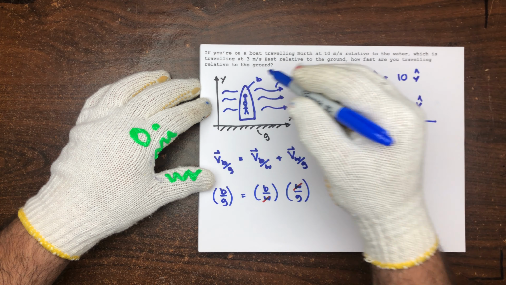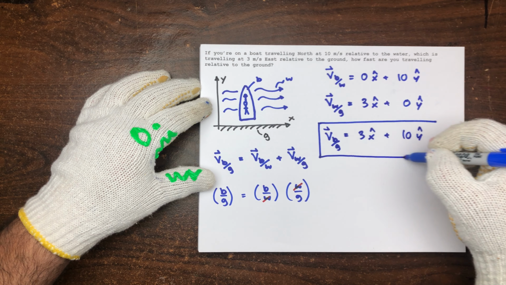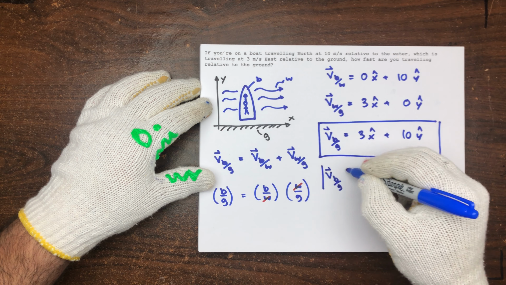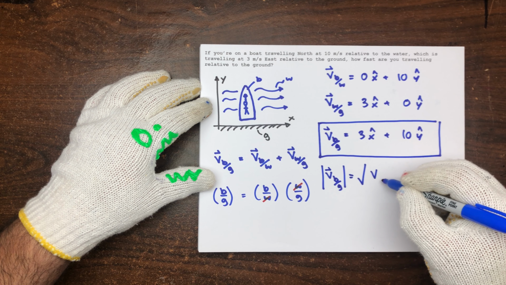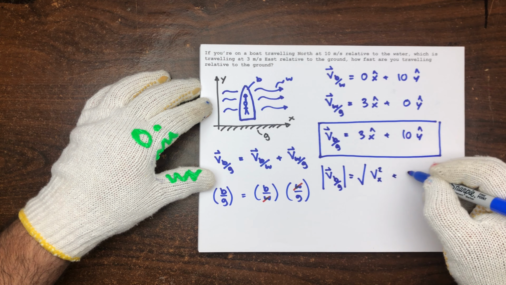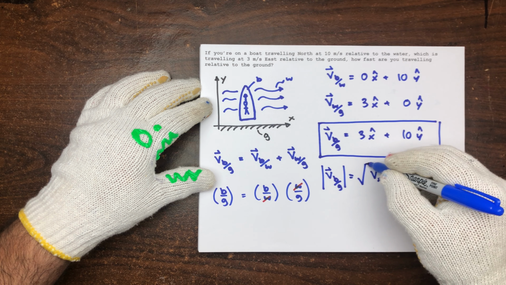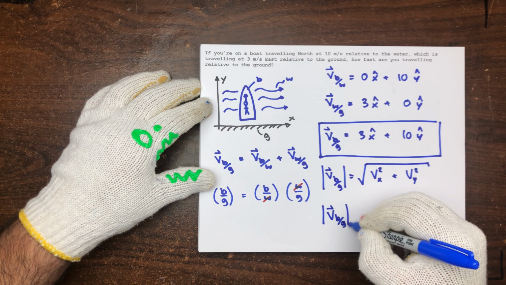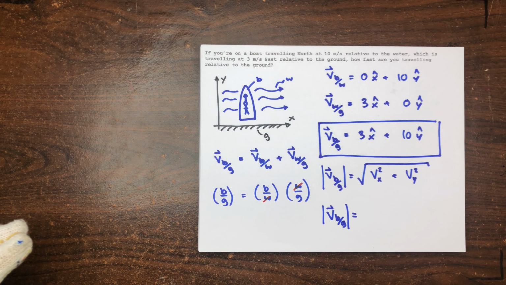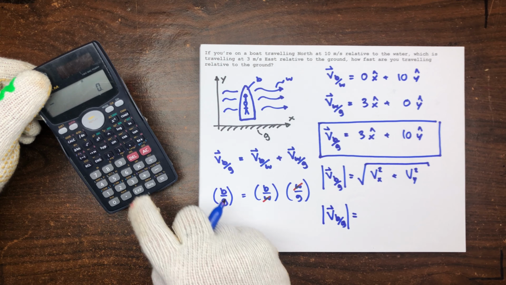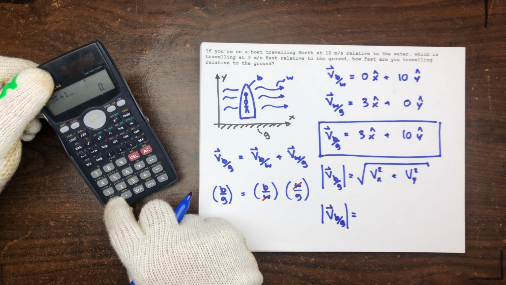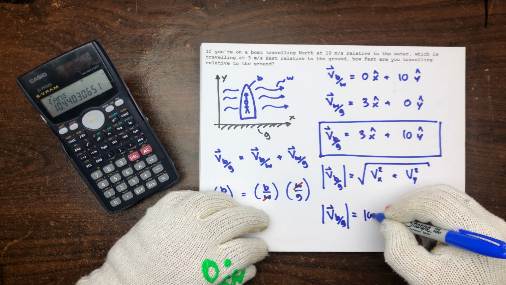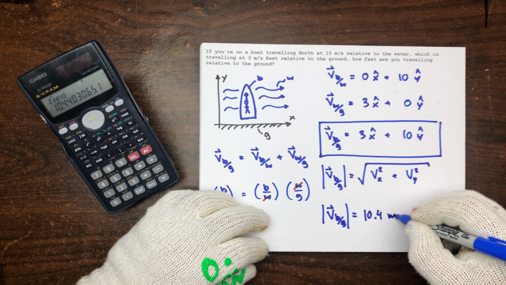How fast are you traveling relative to the ground? How fast am I traveling? I'm looking for the vector magnitude. Vx squared plus Vy squared. Three squared plus 10 squared, square root. The answer is 10.4 meters per second.